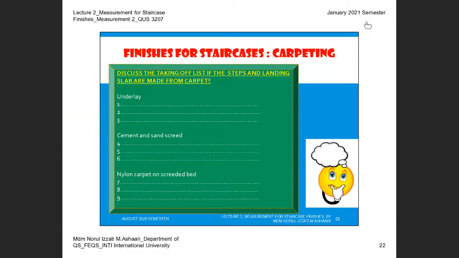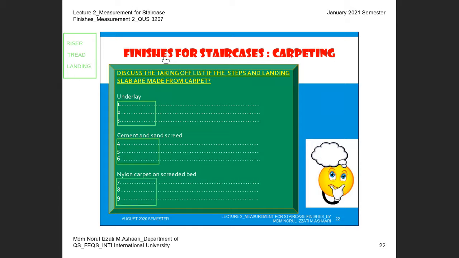If you are given the task to measure the item that is made from fitted carpeting, what should be the items that you have to measure? Remember, for the carpet, we normally only have 3 main categories. We have either riser, the tread, and also the landing slab. The rest of the components are normally just plaster and painting. So what I would like to highlight here is, please take note that you have to put in these 3 items under each of these categories.